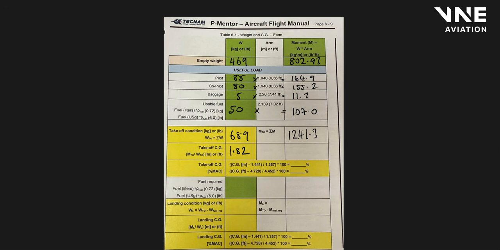But this is the way that Tecnam have chosen to do this, so that's the way we're going to do it. So what we need to do is enter the weight into this formula. So we can see that we've got 1.82, and then we're going to minus 1.441. We're going to then divide that by 1.357 times by 100. So I would encourage you to use a scientific calculator to do that and put brackets in where they've put brackets in the calculation. And you'll see that that gives us a percentage Mach for the takeoff of 28%.